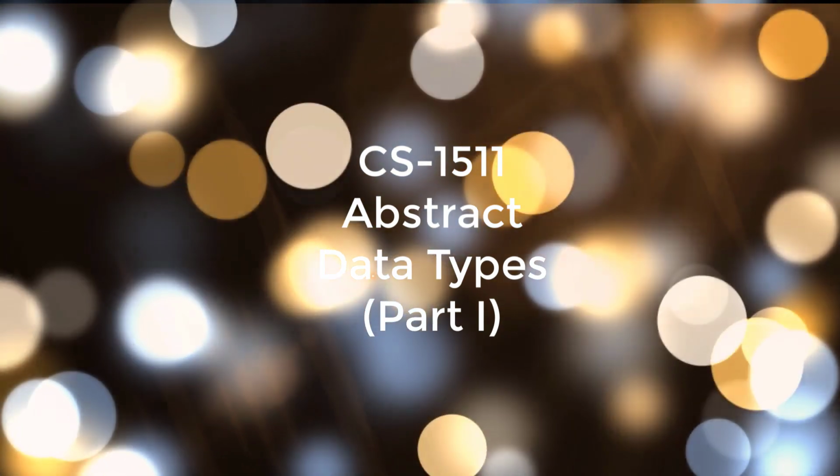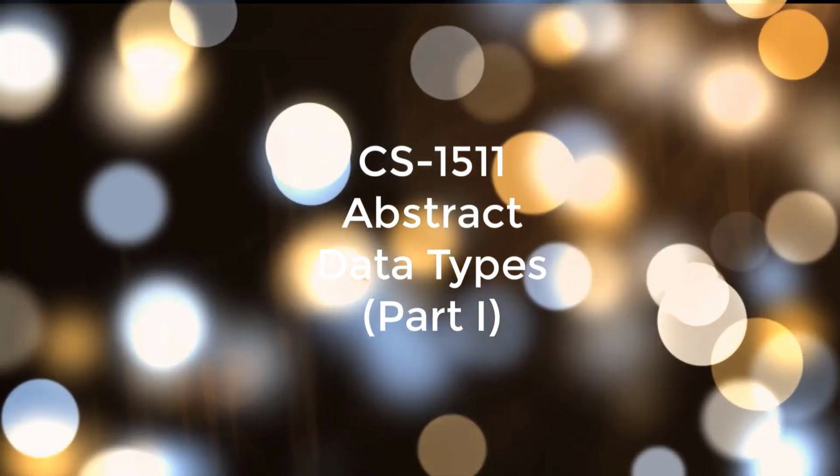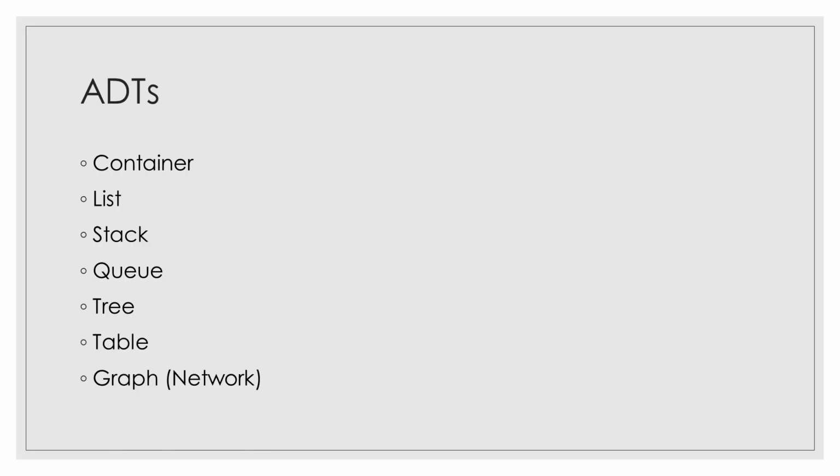Today we're going to talk about abstract data types. Abstract data types are tools that we use to solve common problems in computer science. It's surprising how few of these we really need to know well to solve most problems in this world. Containers, lists, and stacks are the three that we'll talk about today.